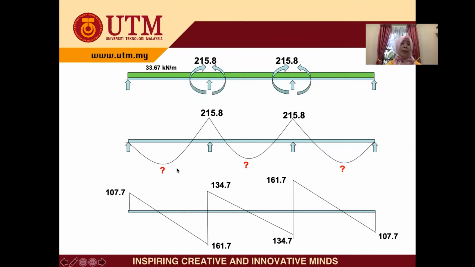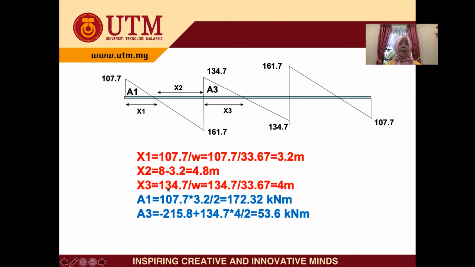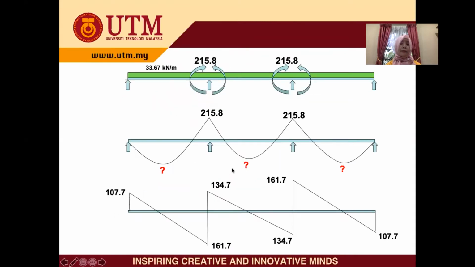Moment at AB is the area in this section. You got the area here, and we will get the moment here. Area at this section, we will get the moment here. And the area here, we got the moment here.